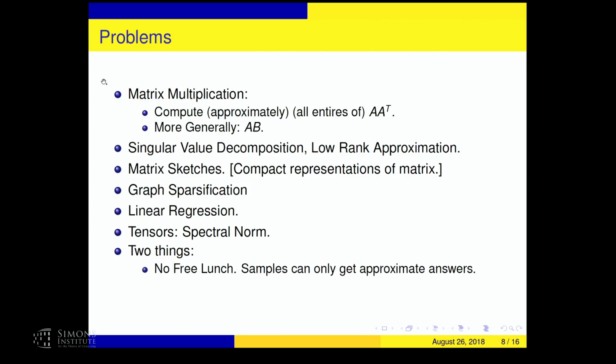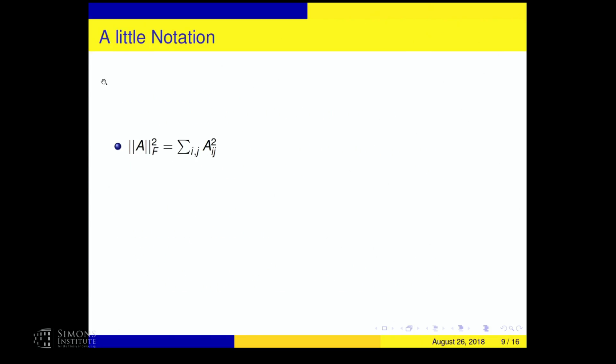Two things. No free lunch. Samples cannot get the correct exact answer. Of course, we know that. There are errors to be made. But we want to prove error bounds for all input matrices. So what I'm going to say from now on is not just for most matrices. That's not interesting. It's for all matrices. Right? Worst case.